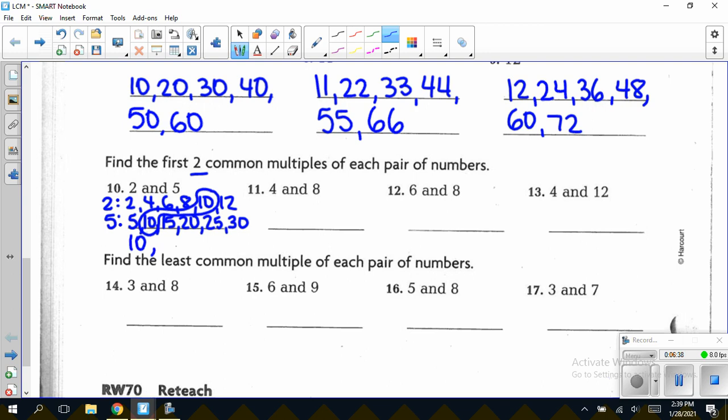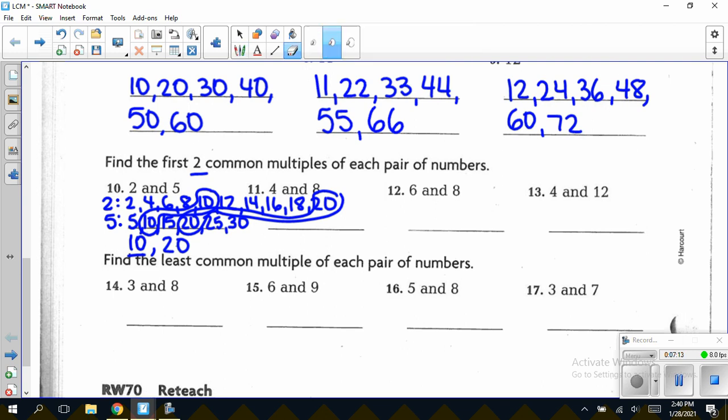However, they did want 2, so that means I do have to extend my counting by 2s out to see how high I would have to count to continue on. So 14, 16, 18, 20. So I can stop counting right there because I see that I now have another set of common multiples, and that would be 20. So like I said, 10 would be what you would call the least common multiple, or the LCM. 20 would be a second multiple that you would have.